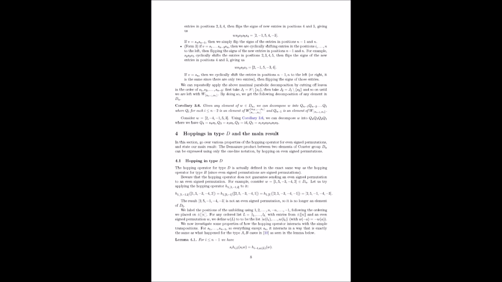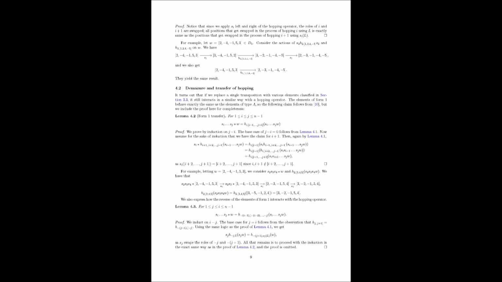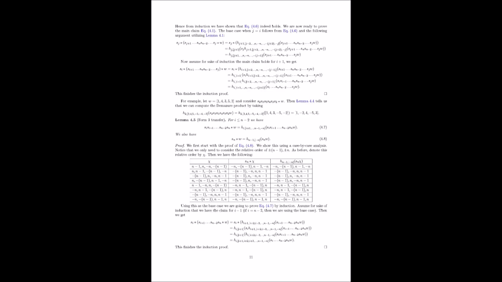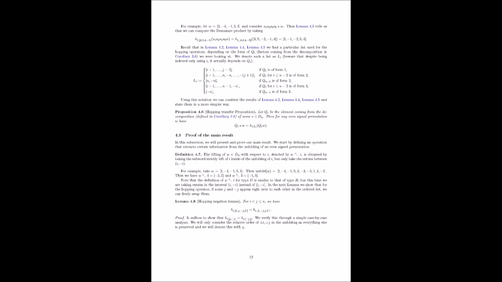Wait, so we're making the permutation longer as part of the process? That seems counterintuitive. Usually we want to simplify things, not make them more complex. Yeah, it seems that way, right? But the unfolding actually helps us see patterns and connections that would be hidden otherwise. It's like laying out all the pieces of a puzzle before you start putting them together. You need to see the big picture. Okay, I'm starting to get a sense of the landscape here. We've got these even sign permutations, this unfolding trick. But how does hopping fit into all of this? It still sounds a bit magical.